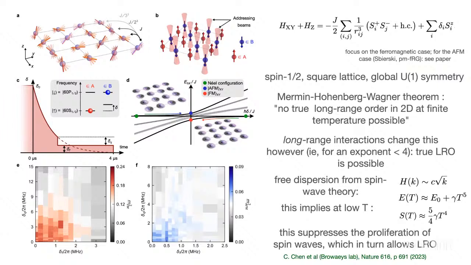In other words, there is no density of states. There is hence no proliferation of spin waves, and this tells you that Mermin-Hohenberg-Wagner cannot apply. You cannot have long-range fluctuations of the phase of the order parameter. So true long-range order is possible.